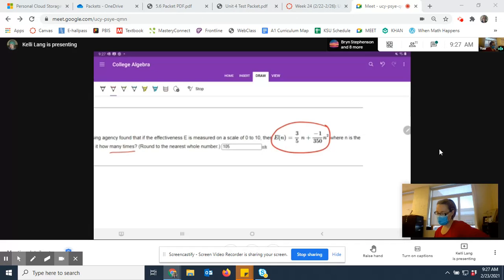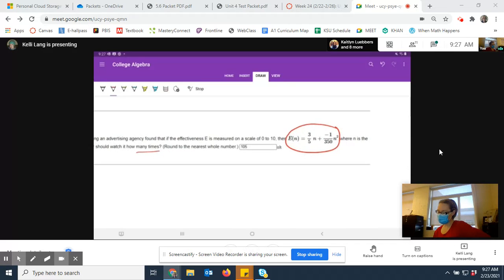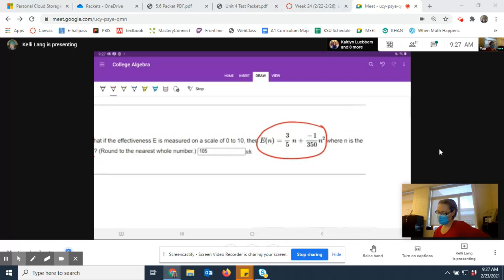So we need to find the maximum effectiveness. That should sound familiar. We've been talking about mins and maxes. So looking at this equation E, notice we have a variable n and an n squared. This is a parabola. It has a degree of 2. Our biggest exponent is 2, so it will be a parabola.